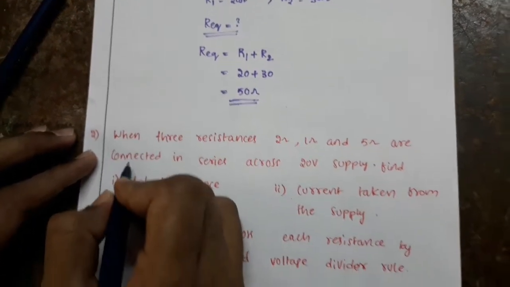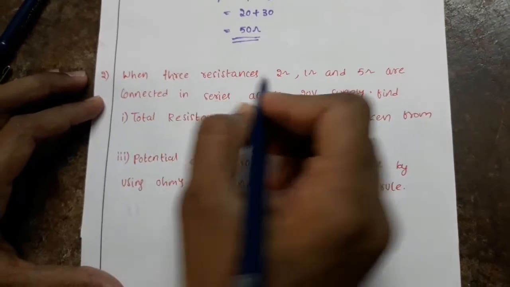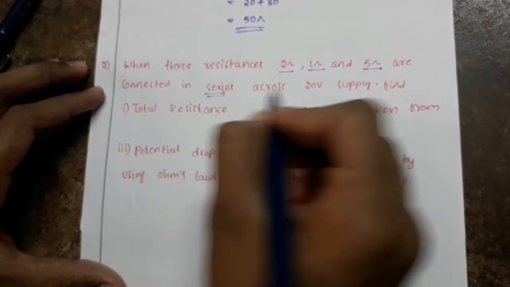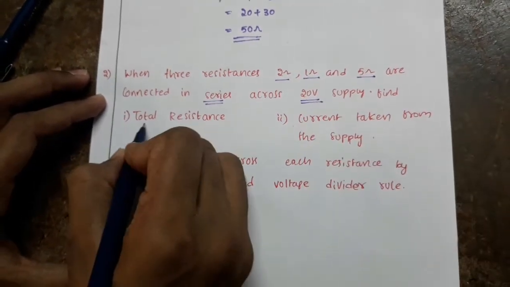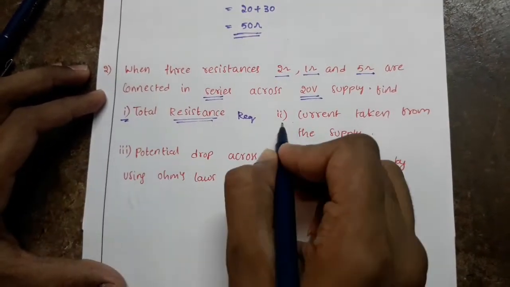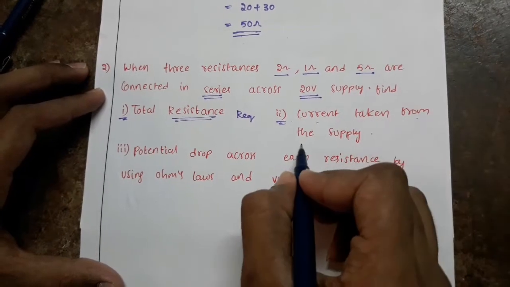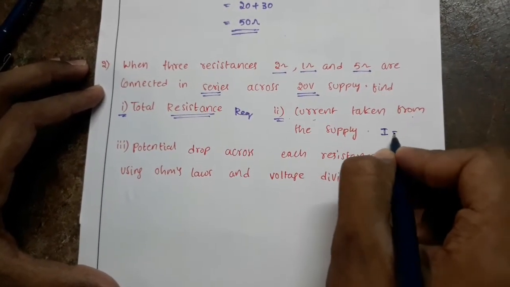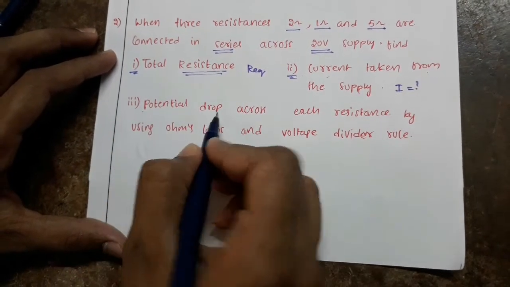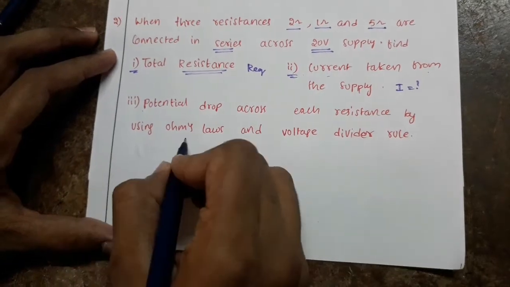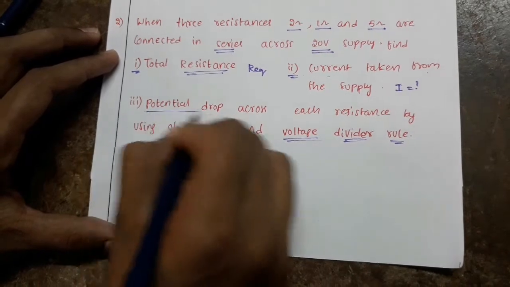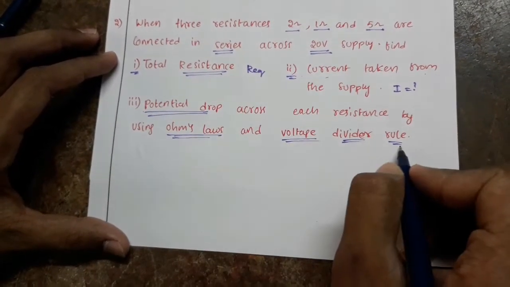Coming to the second question, when three resistances 2 ohm, 1 ohm and 5 ohm are connected in the series across 20 volt supply, find the total resistance. We have to find the R equivalent in the first bit. Coming to the second bit, current taken from the supply. We have to find the I. And coming to the third bit, potential drop across each resistance by using Ohm's law and the voltage divider rule. We have to find the voltage drop by using Ohm's law and voltage divider rule.